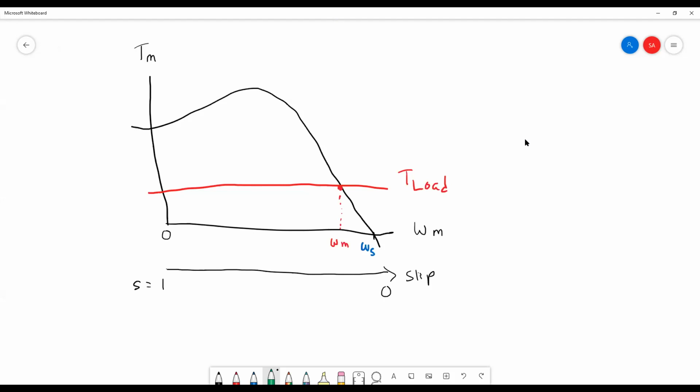So if you want to change the motor speed, for example, reduce it to a new value, what you need to do is change the torque-speed characteristic of the motor so that it will intersect at that speed.